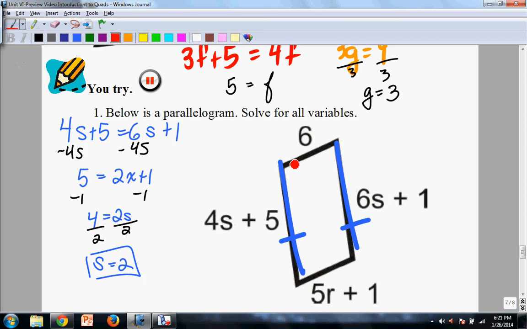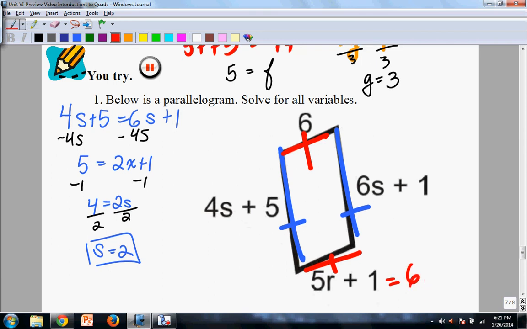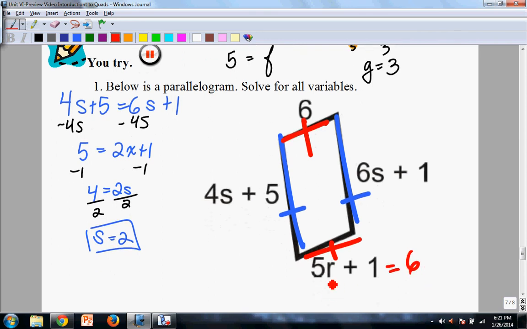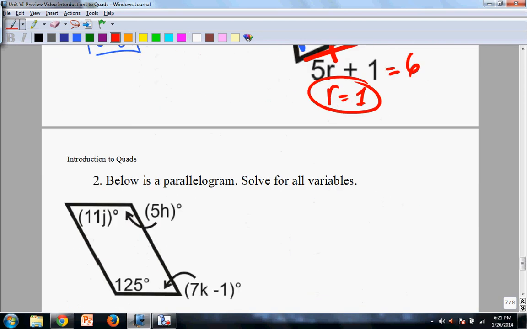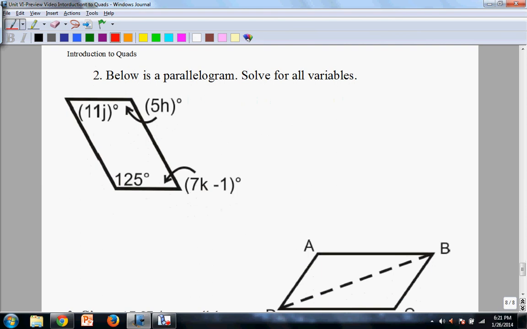And then we know that opposite sides are congruent again. This one you could actually just solve in your head. We know that 5r plus 1 equals 6. So you have to ask yourself, what would r be in this case? And r would equal 1, the only number that works. Let's check out here. Solve for all variables.